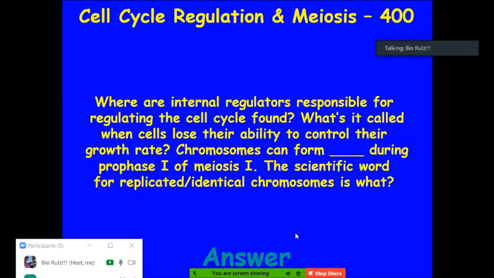All right. Where are internal regulators responsible for regulating the cell found? Where are those regulators found? What's it called when cells lose their ability to control their growth rate? Chromosomes can form blanks during prophase 1 of meiosis 1. The scientific word for replicated or identical chromosomes is what?